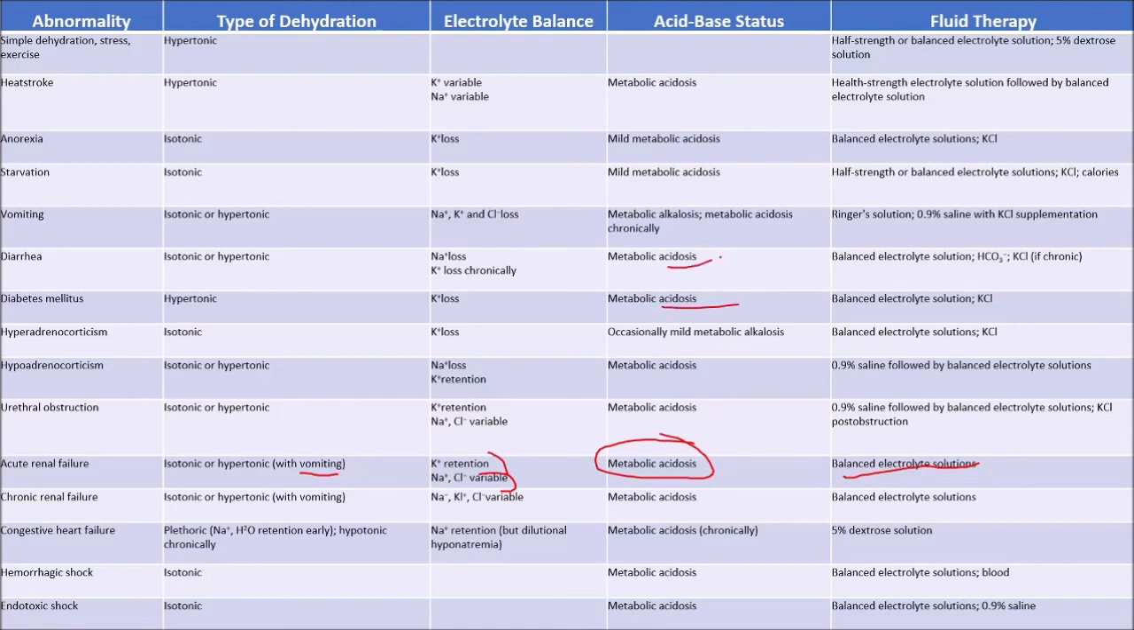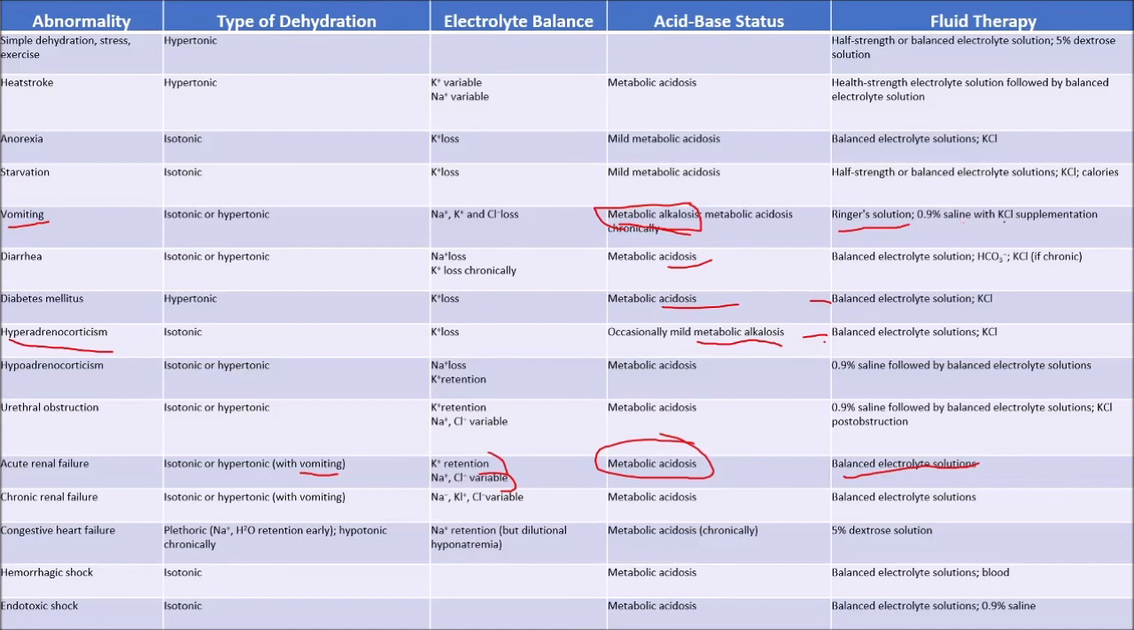And then you can look through here and you can see that most of these are going to require a balanced electrolyte solution. Occasionally we see that we want a Ringer solution or full strength, normal strength saline with potassium chloride. It's going to tell you what kind of supplementation you need. If they're starving, half strength or balanced electrolyte solution with potassium chloride, and calories are going to be important. So there's lots of information on this slide, and I highly recommend that you print this out and keep a copy with you because this is going to help you in clinics tremendously.